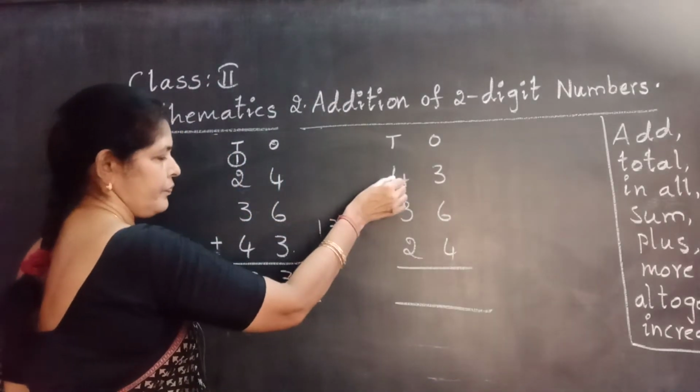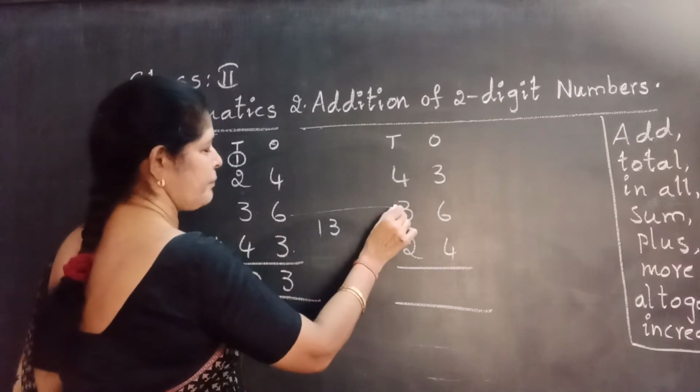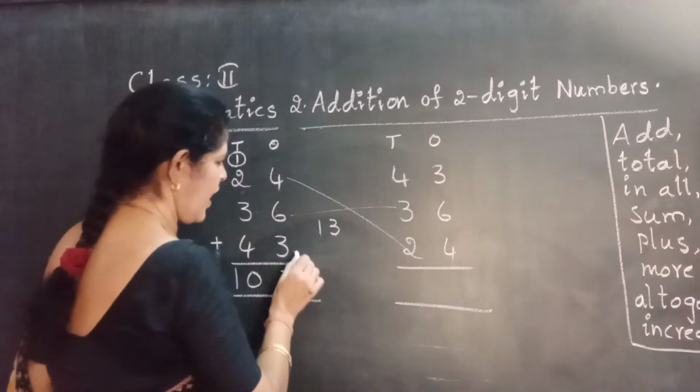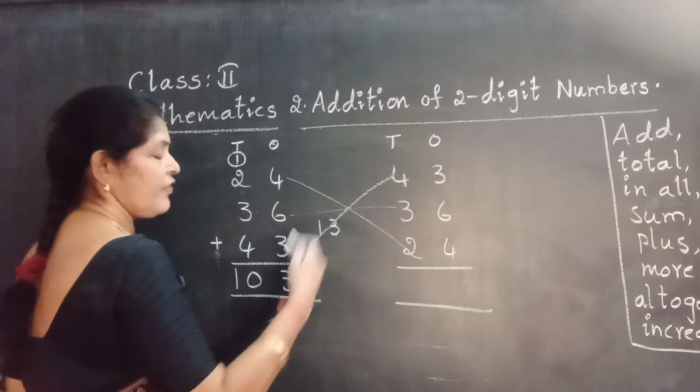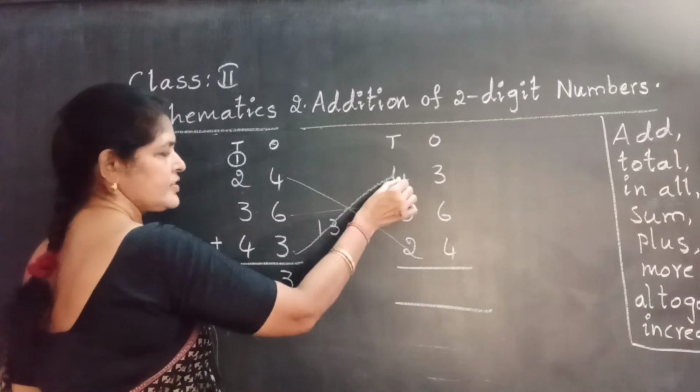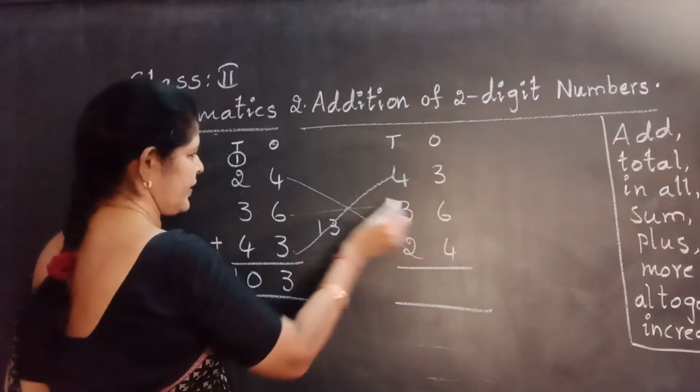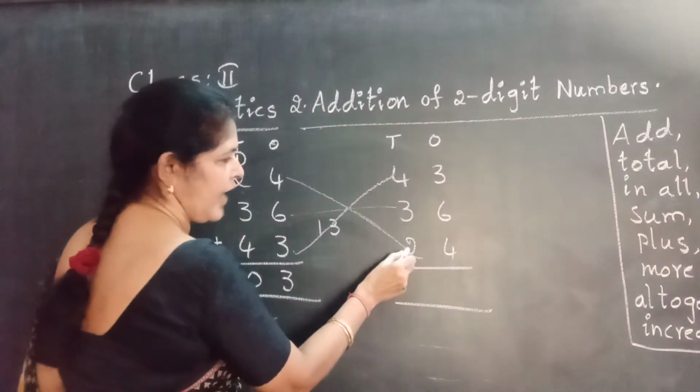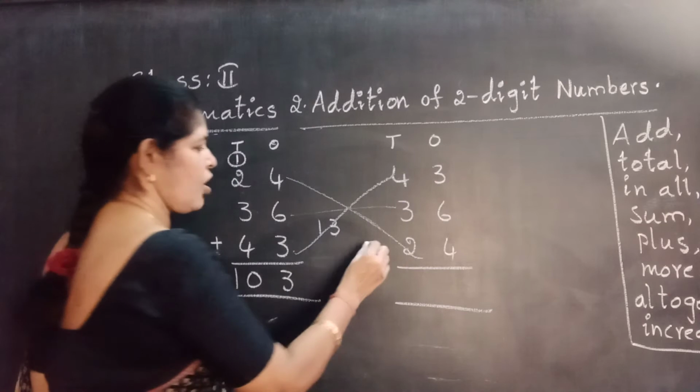43 going up. 36 in the same place. 24 comes down. 43 goes up, 36 in the same place, 24 down. This is the reverse order.